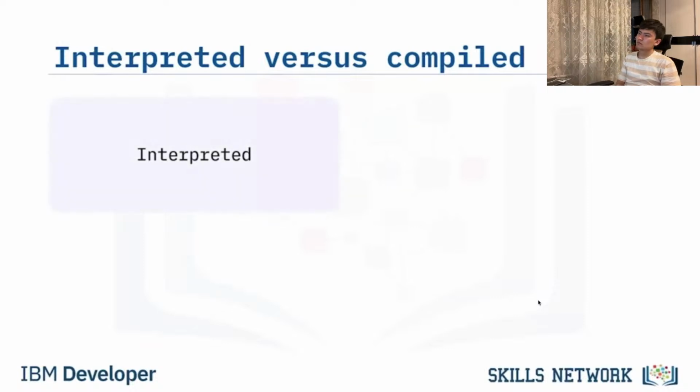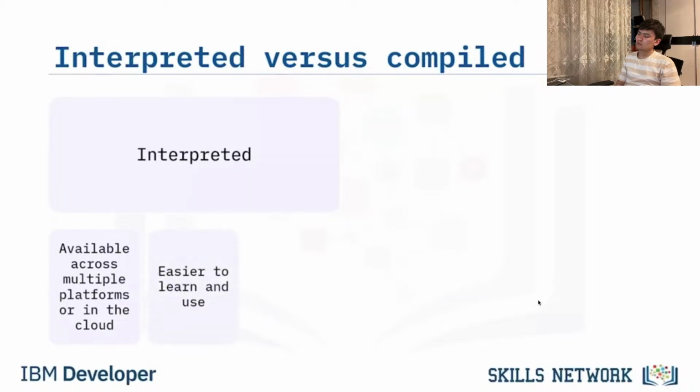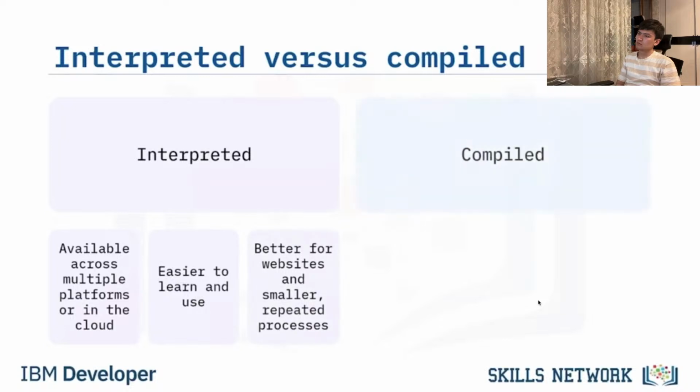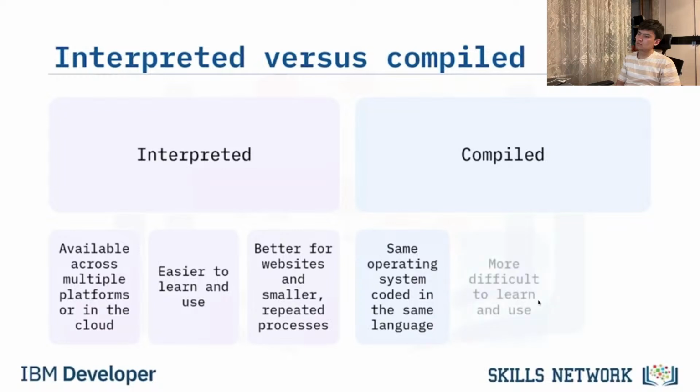First, there's interpreted programming. These programs are available across multiple platforms or in the cloud. The scripting languages are easier to learn and use, and they're better for websites because they tackle smaller, repeated processes. Then there's compiled programming. These programs are available to users with the same operating system coded in the same language. However, compiled programming languages are more difficult to learn and use because they are larger programs with more parts. And they're better for larger tasks like running the operating system on your computer.